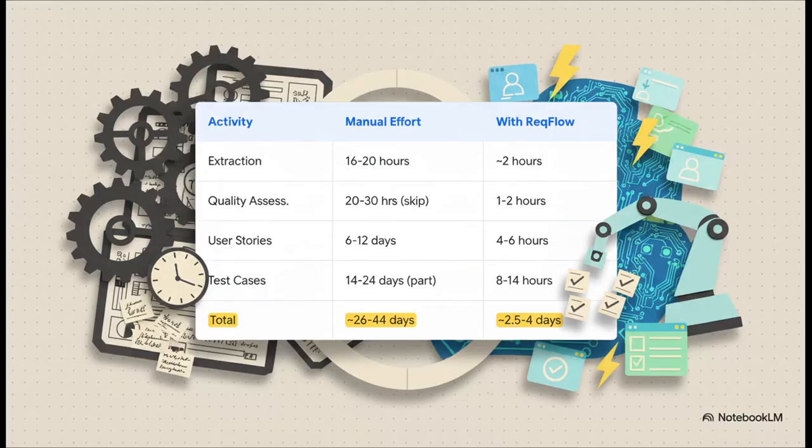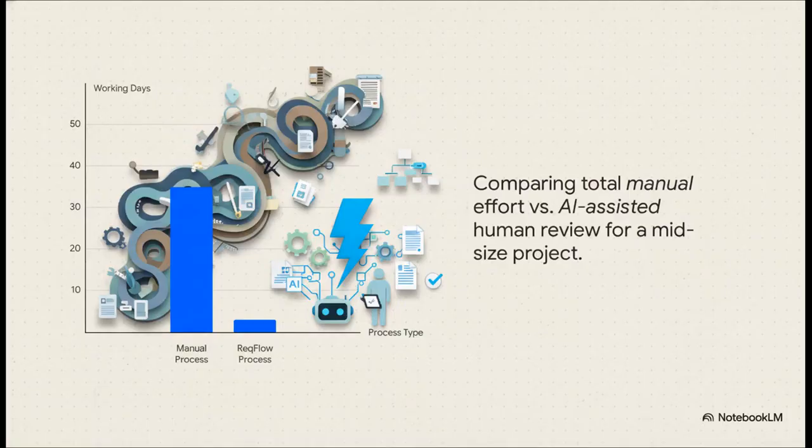Well, for a typical mid-sized project, let's say with around 120 requirements, the difference in effort is just mind-blowing. Look at this. Activities that would take a skilled analyst weeks of grinding away manually are now just a few hours of review. Look at generating user stories and test cases. We're turning what was months of painstaking work into just a couple of days. And when you actually visualize it, the contrast just hits you. We're comparing over a month of a skilled person's time, about 35 working days, to just 3 days. This isn't just a small improvement. This is a fundamental, game-changing shift in how the work gets done.